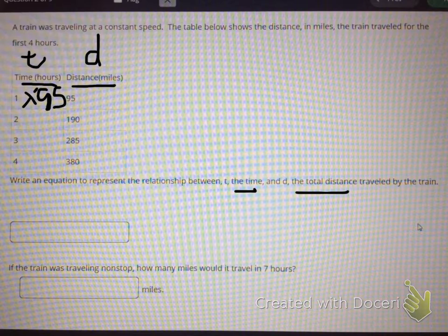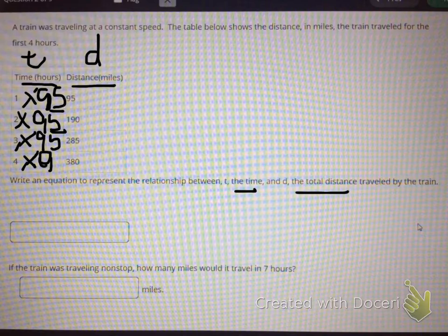does equal 95. 2 times 95 does equal 190. 3 times 95 equals 285, and 4 times 95 equals 380. So we know the relationship between column A, the first column, and the second column is multiply by 95.